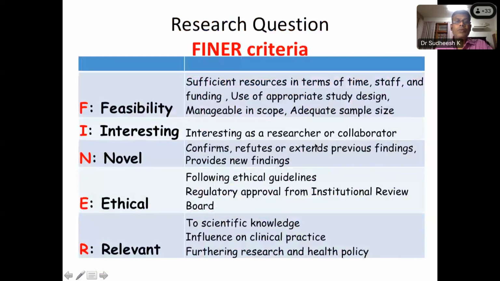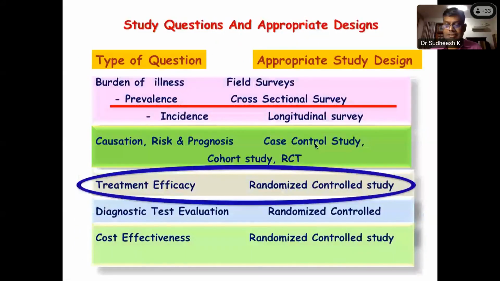So once we are done with this one, we generate a research question. That is, we go through the review of literature. We have to find out what is lacking in the literature, and try to generate a research question.